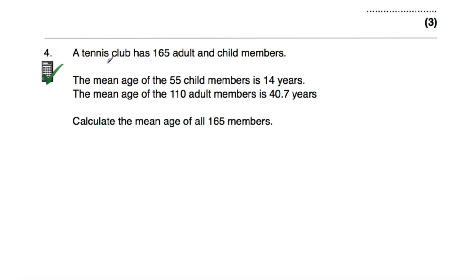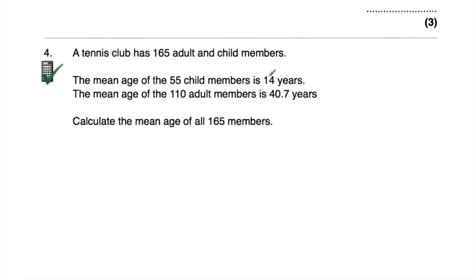Okay, question number 4 says the tennis club's got 165 adult and child members, so there's 165 members altogether, and the mean age of the 55 child members is 14 years, and the mean age of the 110 adult members is 40.7 years, and we've been asked to find the mean age of all the 165 members, so in other words, the combined mean.